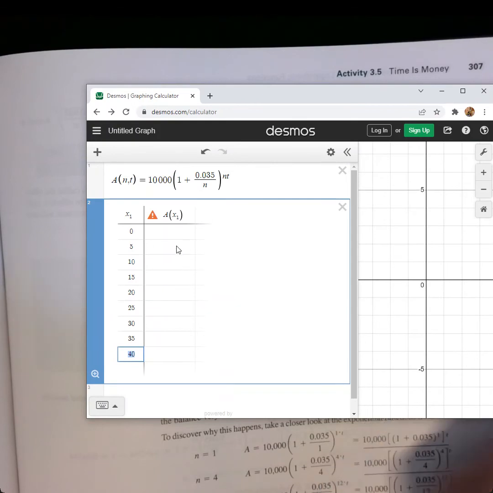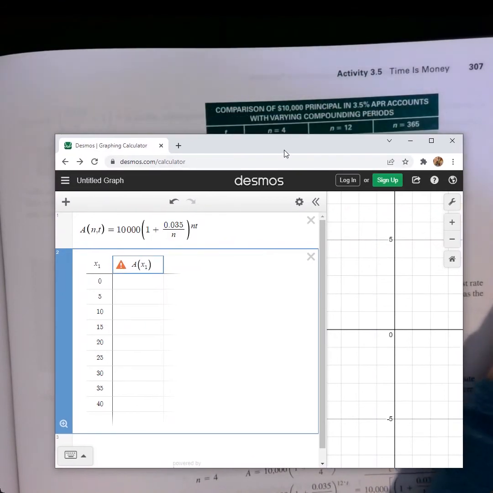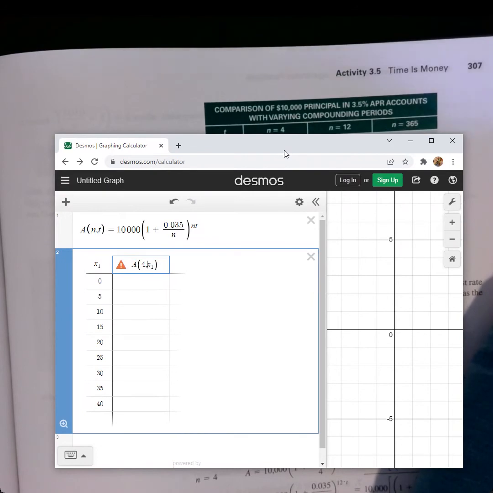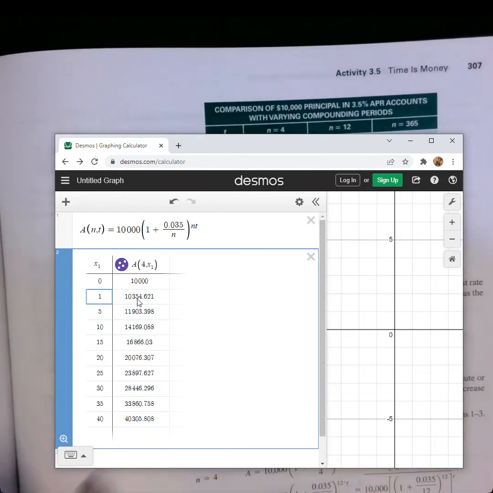All right. When I call this function now, I have to call it with 2 parameters. The first parameter I have is n, and n is the number of compoundings. So I want n equals 4 first. So I'm actually going to do a of 4, comma, x1. So initially, it was $10,000. If I go ahead and put 1 in here just for a second, you can see after 1 year, that's what we got for our quarterly. We had $10,354. So our function right now is working as expected. After 1 year, if we compound it quarterly, we had $10,354.62.